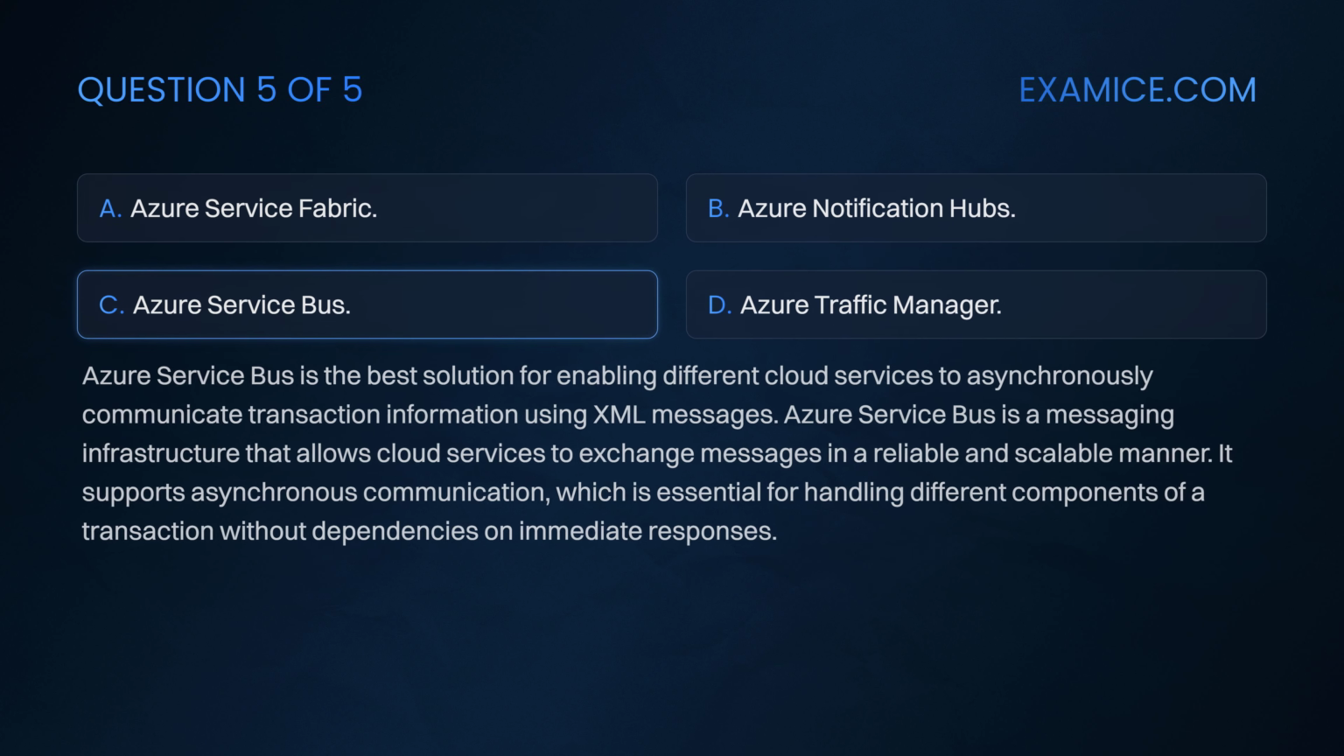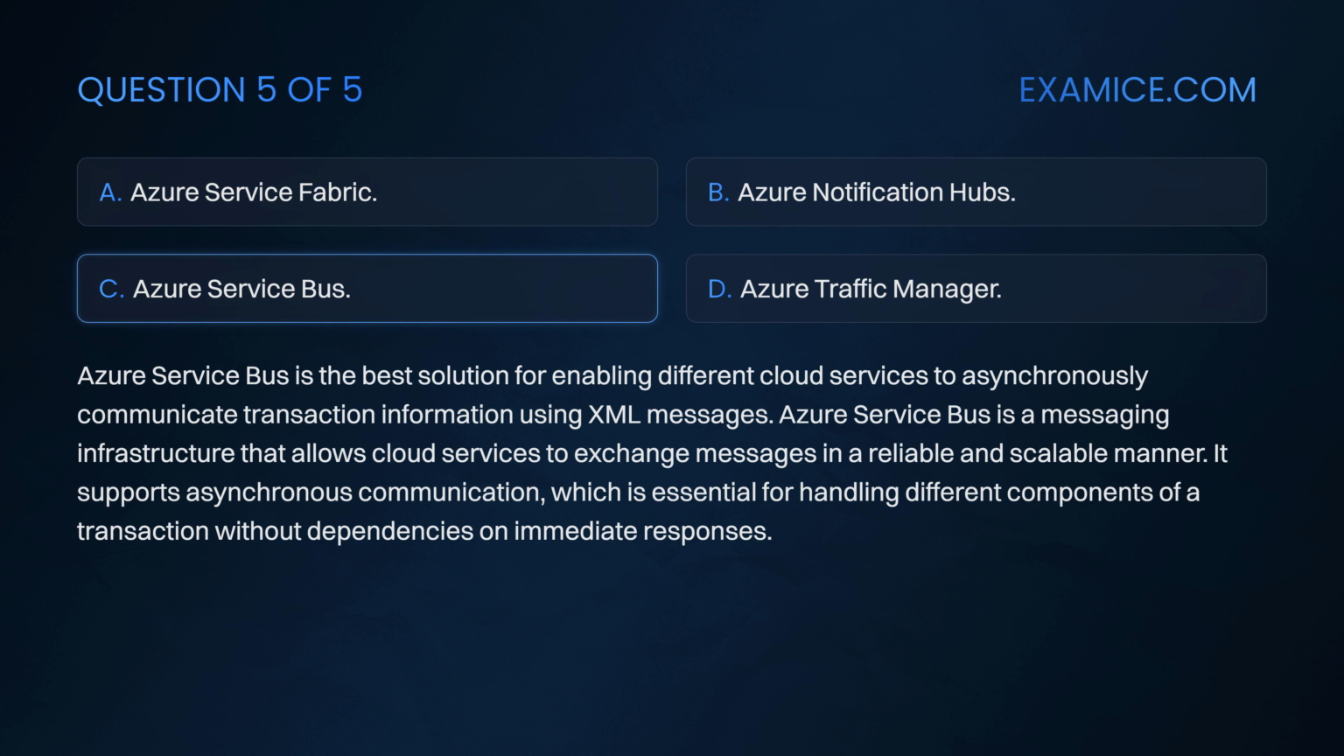Azure Service Bus is the best solution for enabling different cloud services to asynchronously communicate transaction information using XML messages. Azure Service Bus is a messaging infrastructure that allows cloud services to exchange messages in a reliable and scalable manner. It supports asynchronous communication, which is essential for handling different components of a transaction without dependencies on immediate responses.